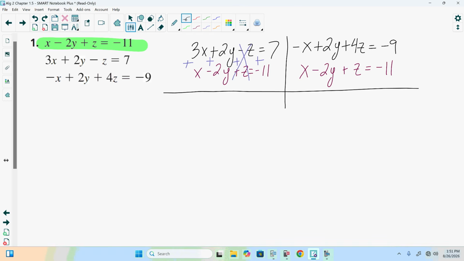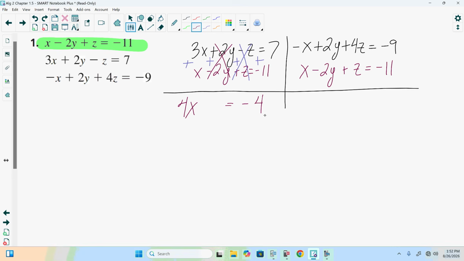So let's look at the rest of it. 3x plus x is? How about 4x? 4x. Okay. 2y plus negative 2y, 0. 7 plus negative 11, negative 4. So this is interesting because when we did the elimination here, we actually eliminated x or y and z, yes?